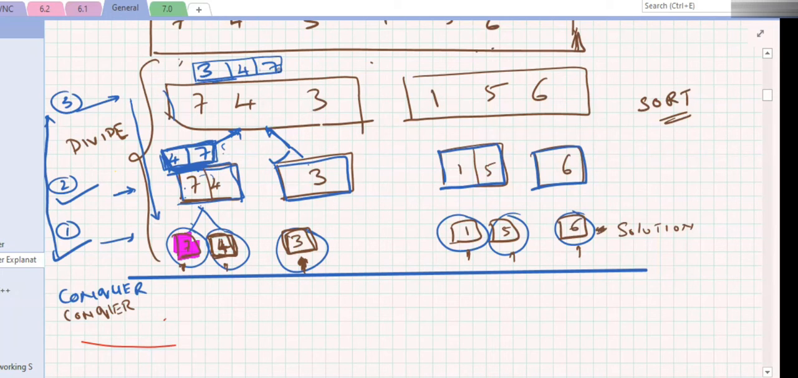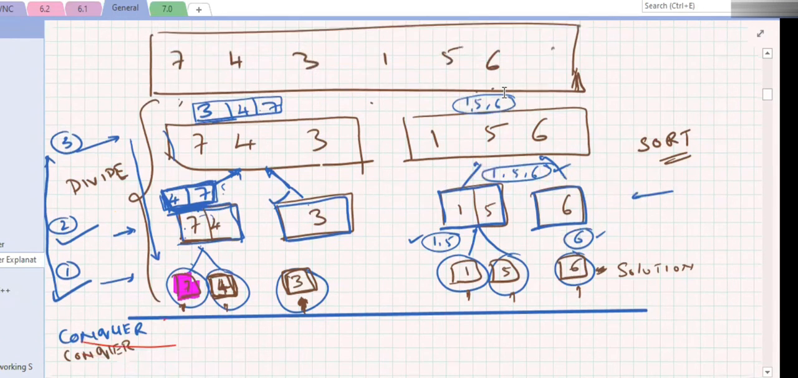Okay, so we found 3, 4, and 7. Let's go to this side of the problem. So 1 and 5 is sorted. Let's merge these 2. So when you merge, you get 1 and 5. Are they sorted already? Yes. So 6, anyways, we said it is sorted on its own. Now, when you come to this step 2, when you merge, you get 1, 5, and 6. Is this array already sorted? Yes, ma'am. Merge this. So you get the answer as 1, 5, 6.